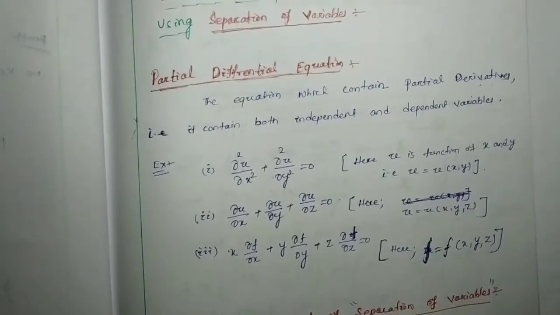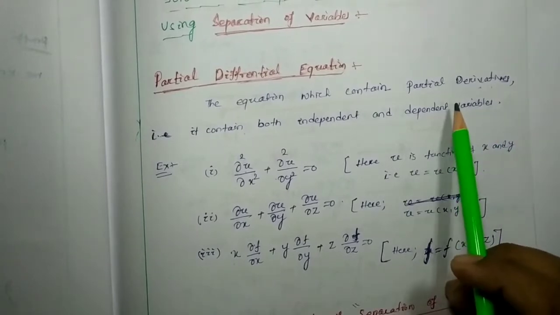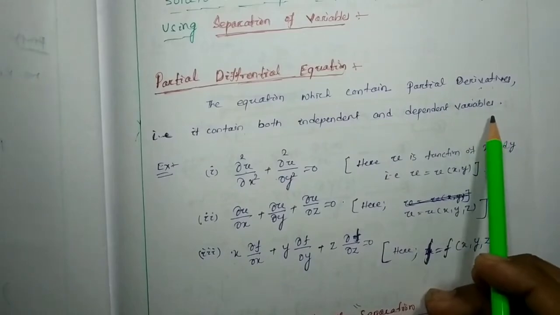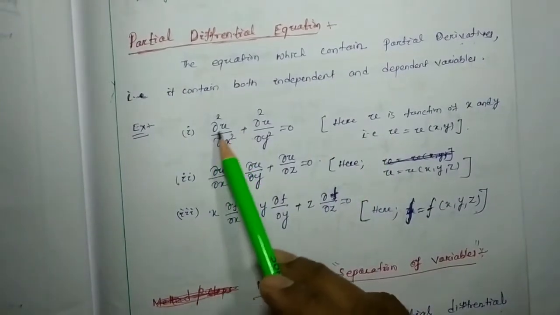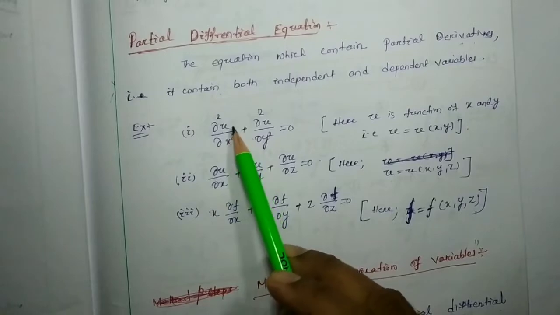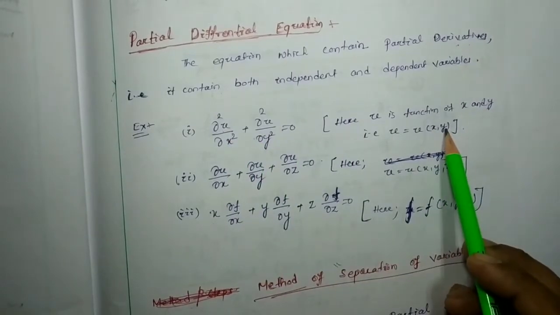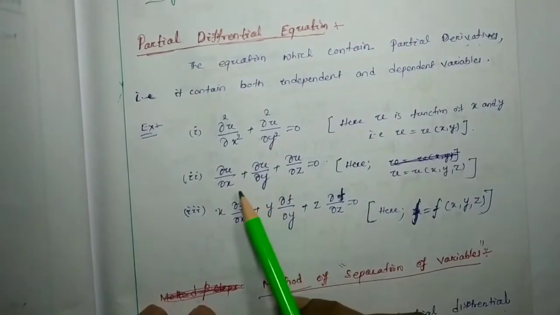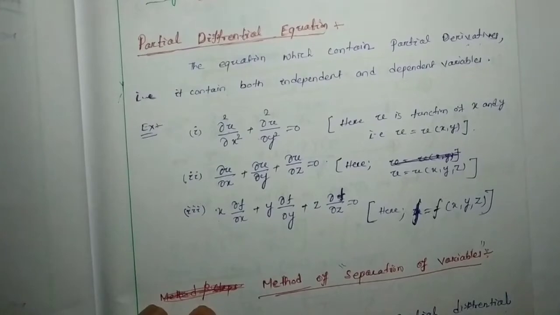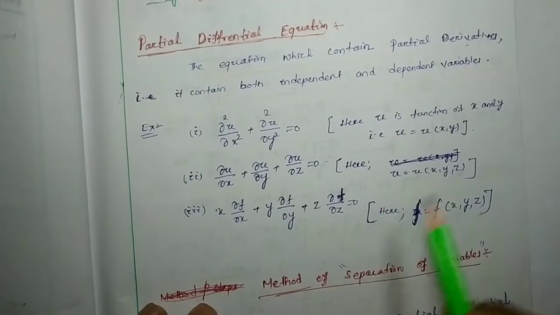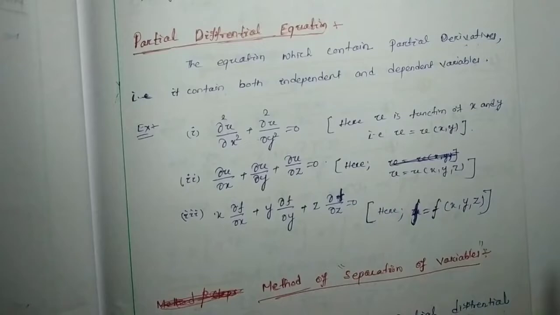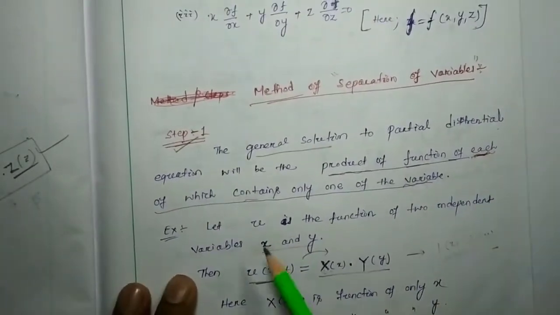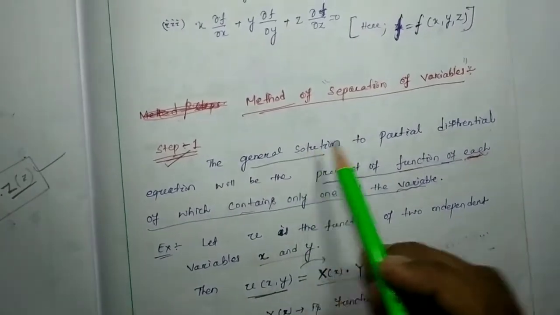If the differential equation contains independent and dependent variables, suppose this is our second order differential equation where u is a function of both x and y, then this differential equation is called a partial differential equation. Likewise, this is another partial differential equation where u is a function of x, y, z, and here f is a function of x, y, z. These things we have already discussed in detail, and how to solve a partial differential equation using the separation of variables method.